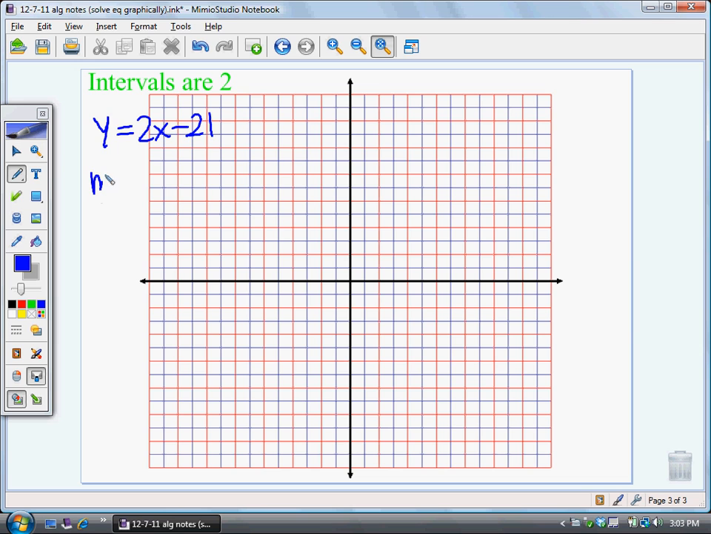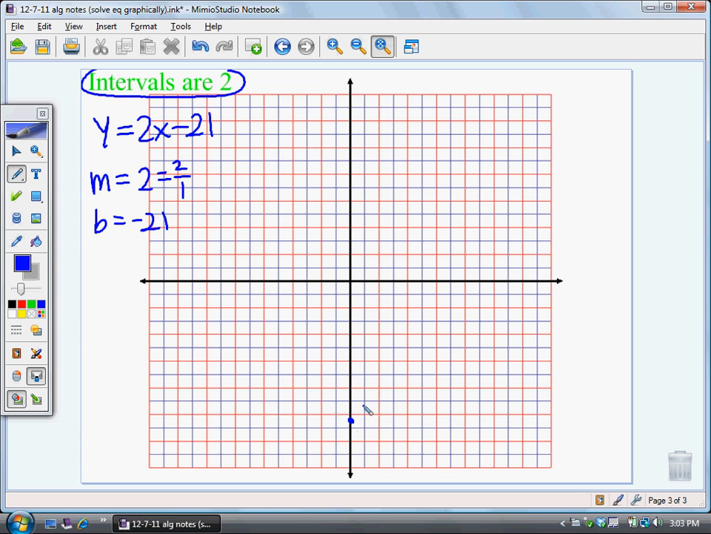So in this case our slope is 2, which is 2 over 1. Our y-intercept is negative 21. And notice it does say that the intervals are 2, so each line represents 2 here. So if we go down to negative 21, 2, 4, 6, 8, 10, that's negative 20. And there's negative 21. And then our slope is 2.